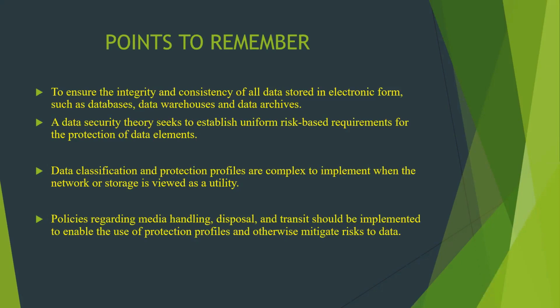Next, the third point is that data classification and protection profiles are complex to implement when the network or storage is viewed as a utility. That is because of the complexity. Some institutions treat all the information as if it were of the higher sensitivity and implement encryption as a protective measure. So for this complexity in implementing data classification in other layers or aspects of an institution, operation may result in risk mitigation procedures being used. So adequacy is a function of the extent of risk mitigation and not the procedure or tool used to mitigate risks.